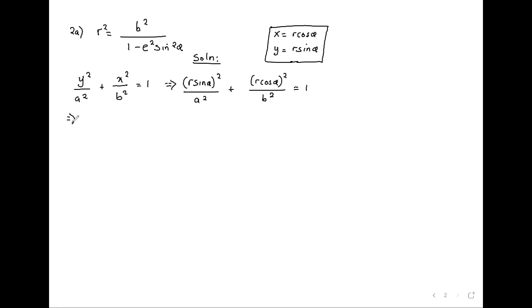Because it is 1, you get a common denominator on the left. Those are fractions, so a squared, b squared, and then we'll have b squared r squared sine squared theta plus a squared r squared cos squared theta is equal to 1.